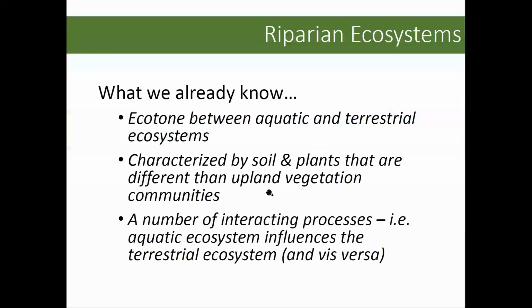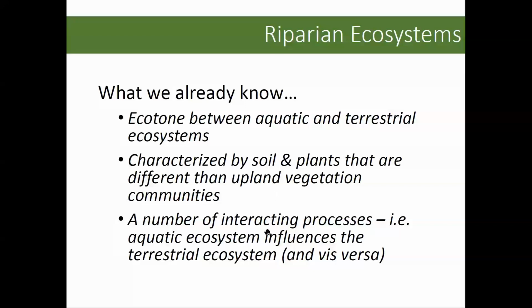Okay. So just as a reminder, when we're referring to riparian ecosystems, those are the ecotone, or the ecosystem in that area where there's a dynamic between the aquatic environment and the terrestrial ecosystem. It's often characterized by unique soils and plants. If you were in the field and asked to outline the riparian zone adjacent to, say, a wetland, you would use soils and plants as indicators to delineate that riparian zone.